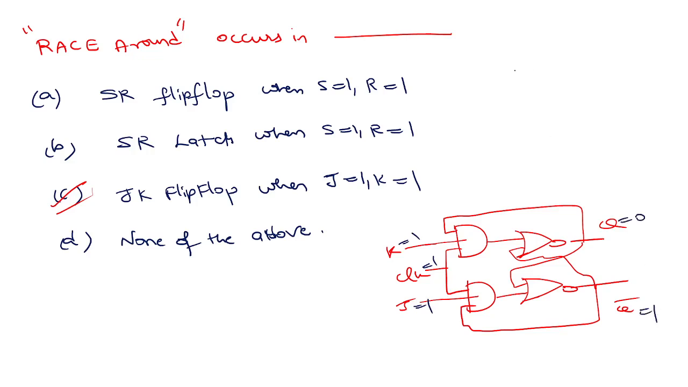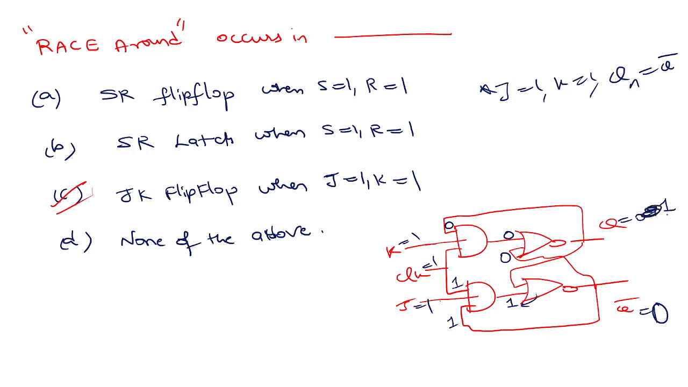This is 1, because we know that for J equal to 1, K equal to 1, your next state is going to be Q bar. Let's understand this in detail. Q equal to 0 means this 0 will be applied here, this 1 will be applied here. This clock is 1. So 1, 1, 1, this is 1. Then 0, 1, 1, this is going to be 0, since one of the inputs is 1, so obviously the output will be 0. This 0 will be applied here. This will be 1.